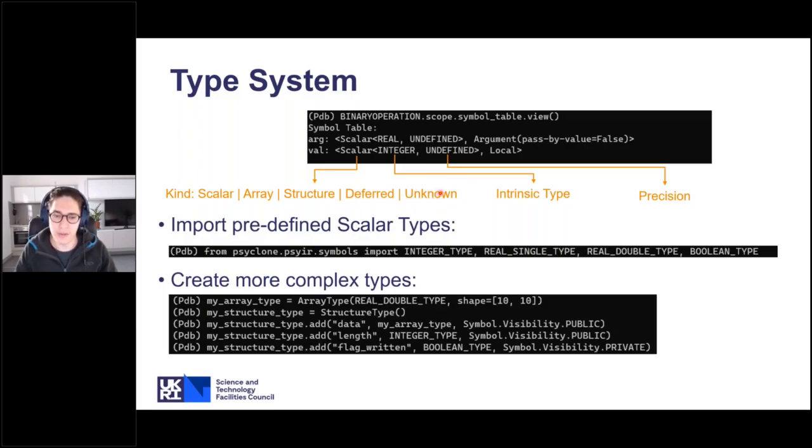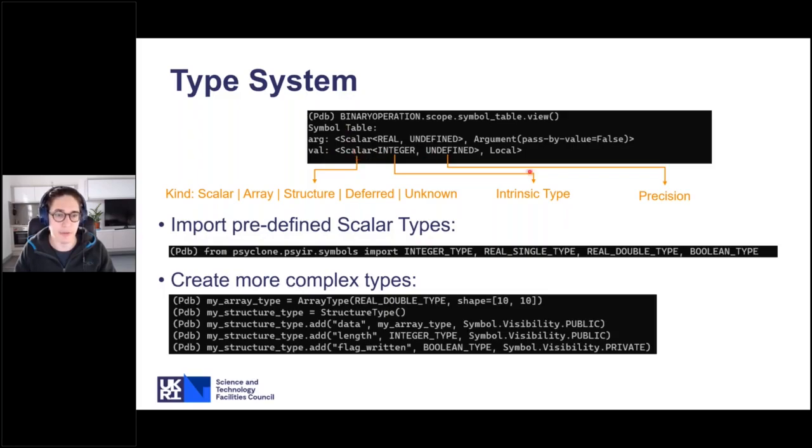The unknown case is a bit different. It still finds all the symbols, and in this case it does find the declaration, but there is some attribute that PSyclone doesn't understand. So again, it's still enough information for some of the transformations, but some more complex transformations might not work with unknown symbols.